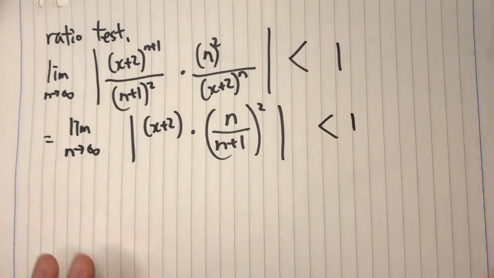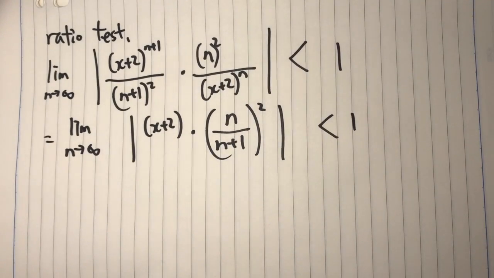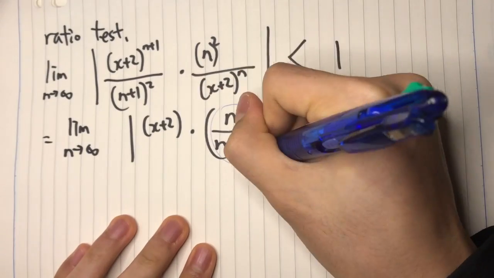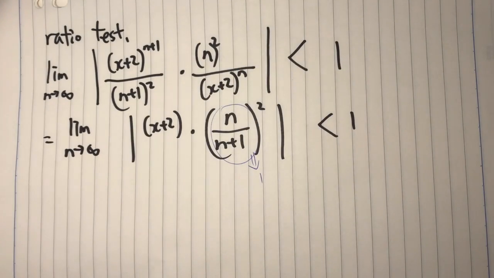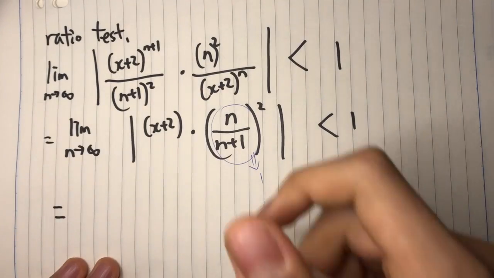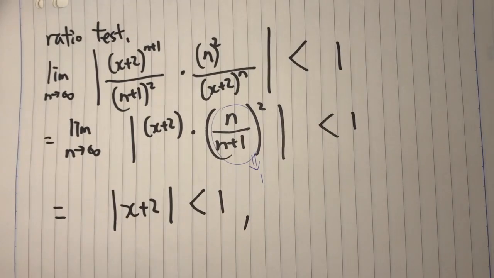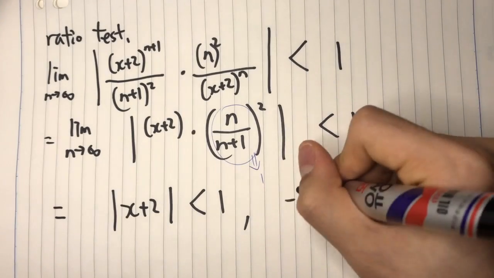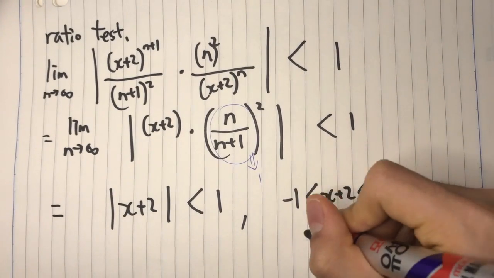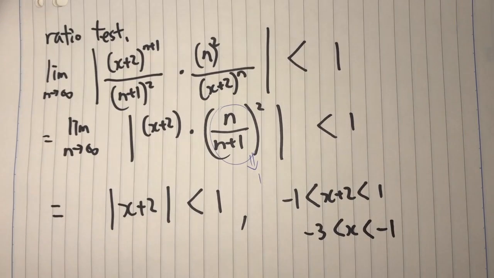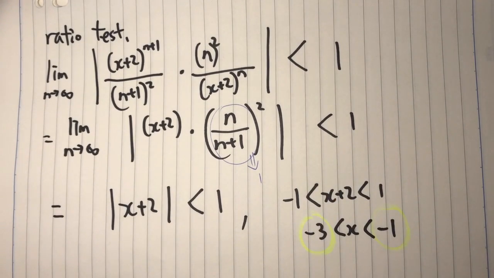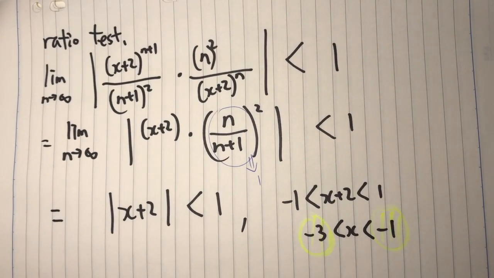Now the (x plus 2) to the power of n is cancelled out, and I just grouped the n terms together, and that's going to go to 1 because the limit as n goes to infinity of n over n plus 1 is just 1. If we simplify the expression, it's just going to be that. And if we solve for x, we get that interval. But we also need to test the endpoints of the interval to see whether they converge or diverge. So we're going to do that next.